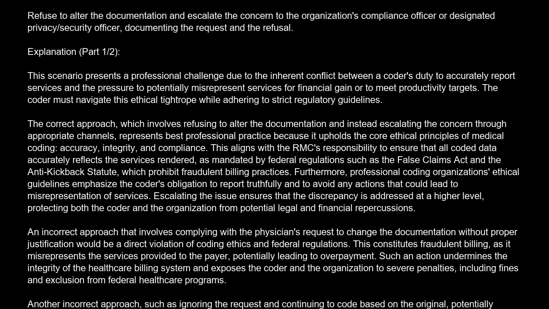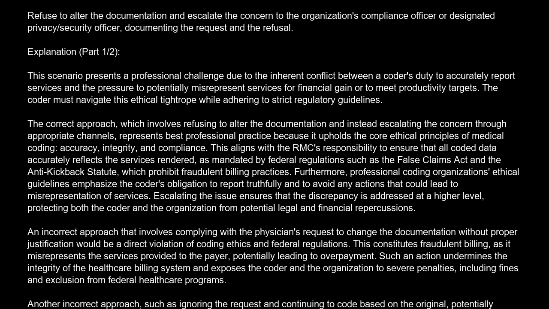This aligns with the RMC's responsibility to ensure that all coded data accurately reflects the services rendered, as mandated by federal regulations such as the False Claims Act and the Anti-Kickback Statute, which prohibit fraudulent billing practices. Furthermore, professional coding organizations' ethical guidelines emphasize the coder's obligation to report truthfully and to avoid any actions that could lead to misrepresentation of services. Escalating the issue ensures that the discrepancy is addressed at a higher level, protecting both the coder and the organization from potential legal and financial repercussions.